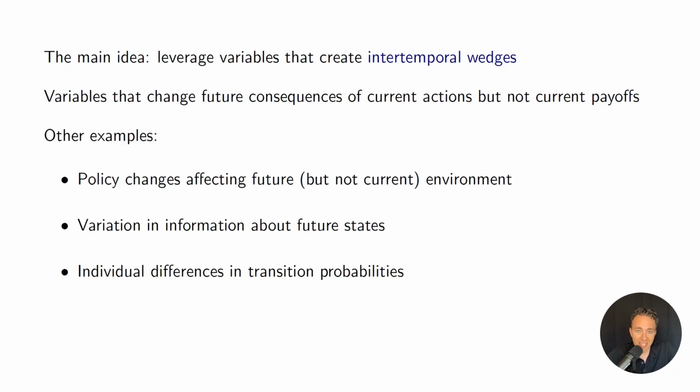So what are some other examples of this? Well, we could think about policy changes that would affect the future, but not the current environment. So if the government announced a tax change that would take effect 5 years from now, then forward-looking people would change their behavior today in anticipation of that tax change occurring, whereas myopic decision makers would not change their behavior. Same thing with maybe there's variation in the information about future states.